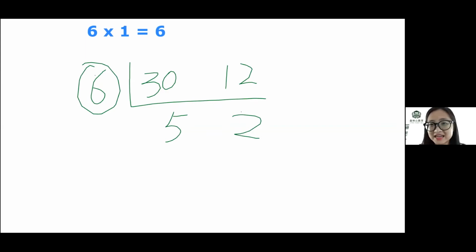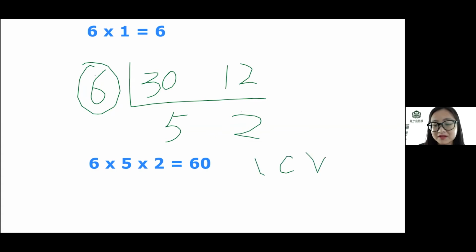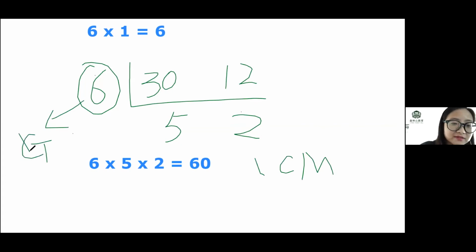Yes, 6 is the largest common factor. And then 5 times 6 times 2 is 60, which goes to the LCM, the least common multiple. This 6 is the largest, we can say greatest to distinguish. Greatest common factor. Very good.